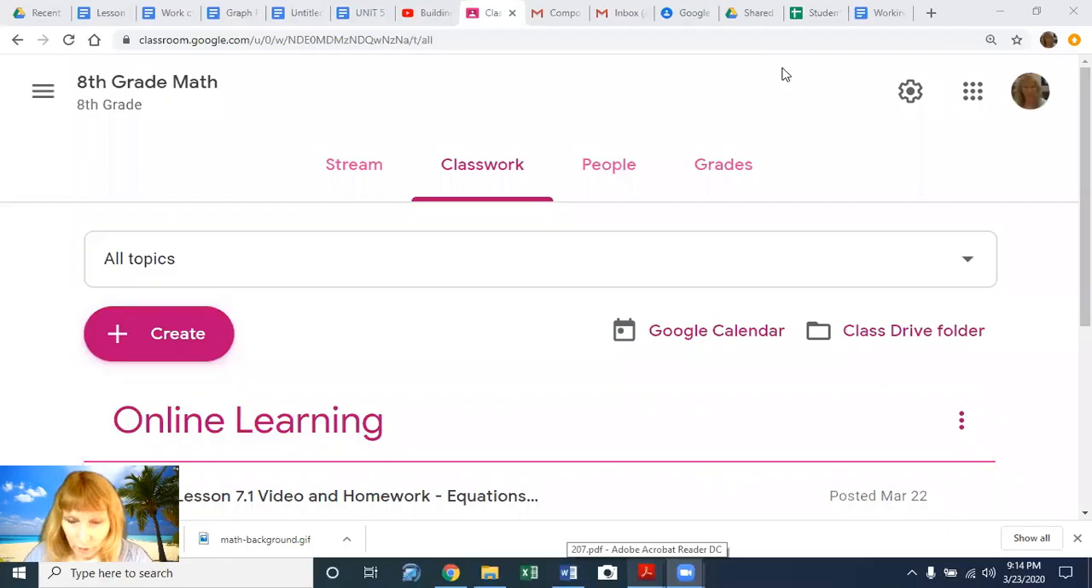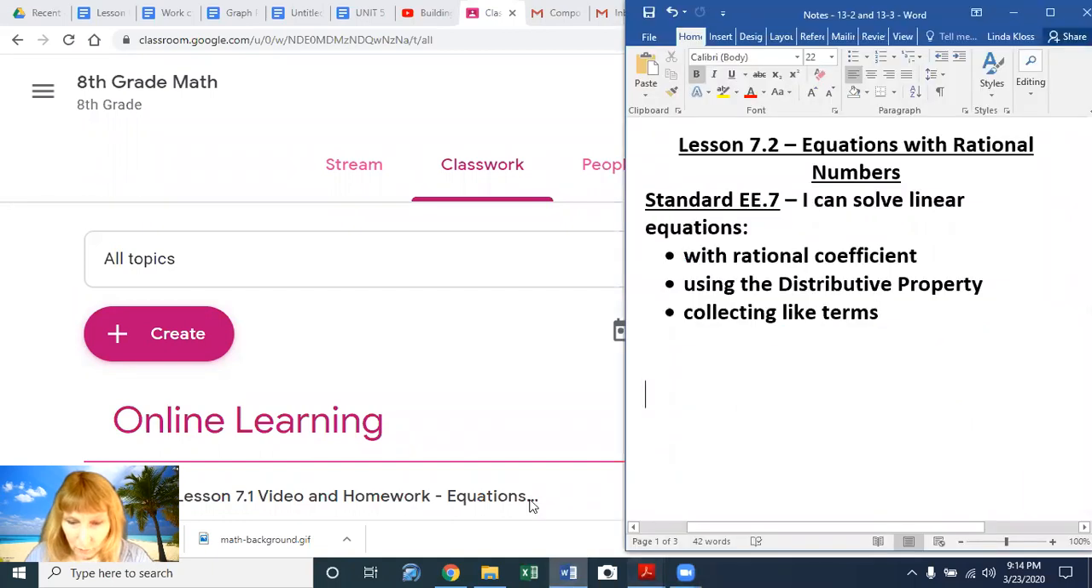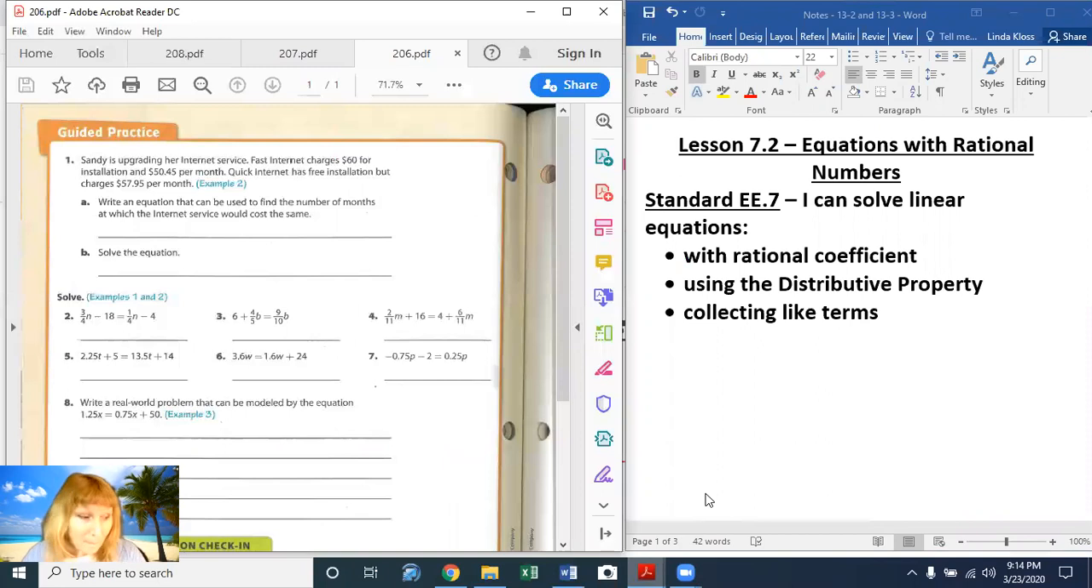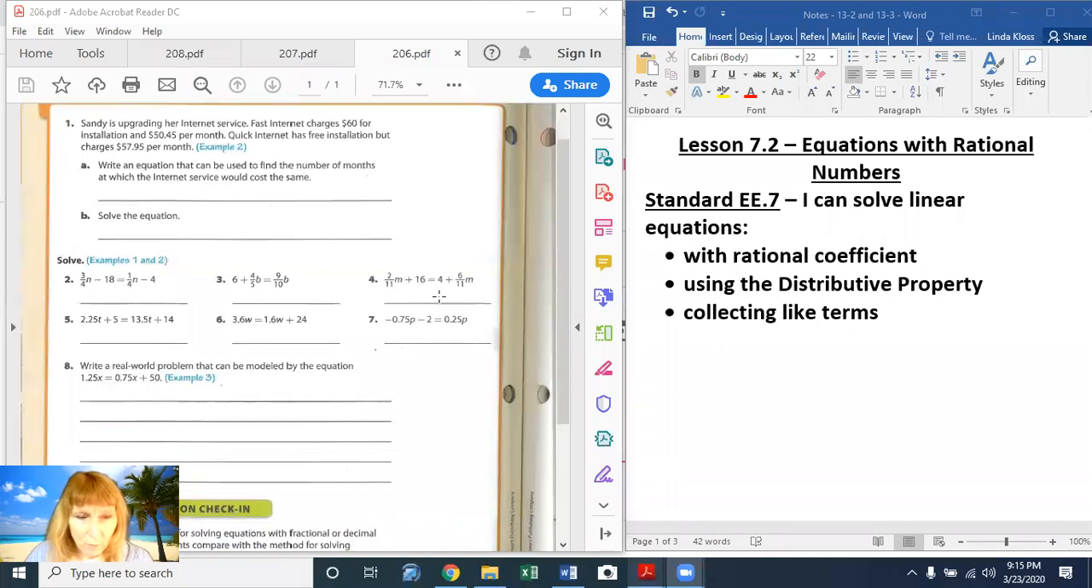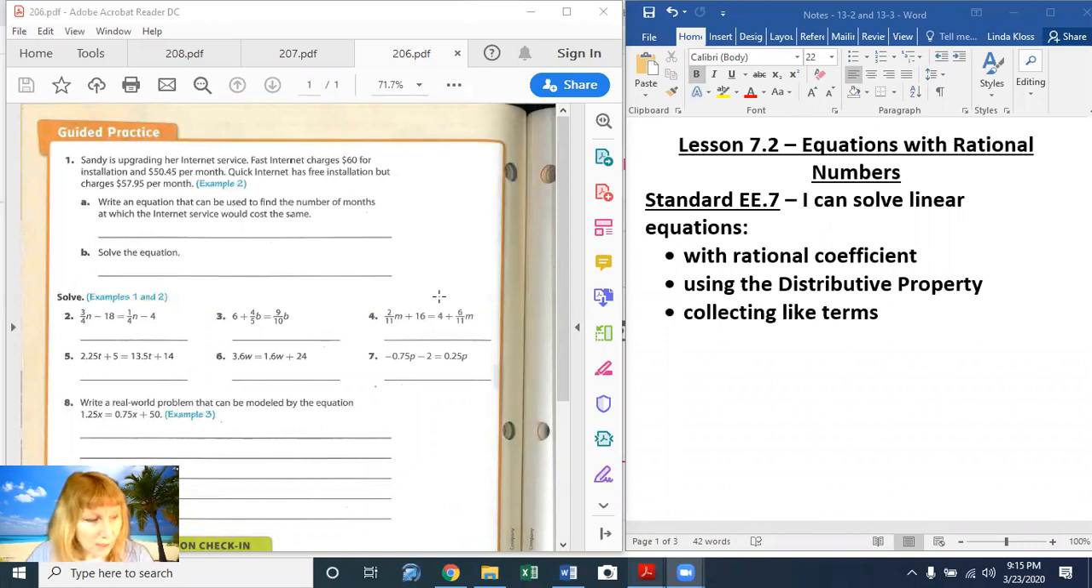Okay, here we are, and I'm going to be doing selected problems from page 206. Our standard today is going to be EE7: I can solve linear equations with rational coefficients using the distributive property and collecting like terms. So that is what we will learn. Let's dig right in and start. We have our guided practice on page 206, and I'd like to start with question number 2.